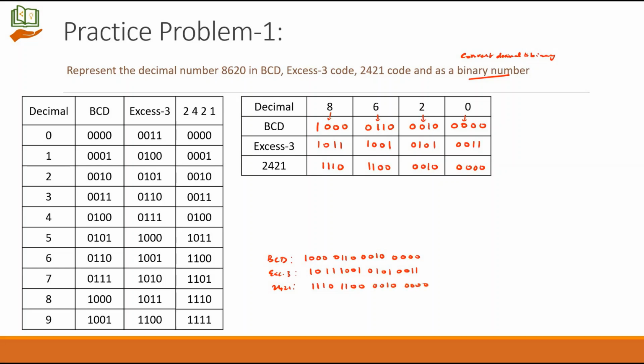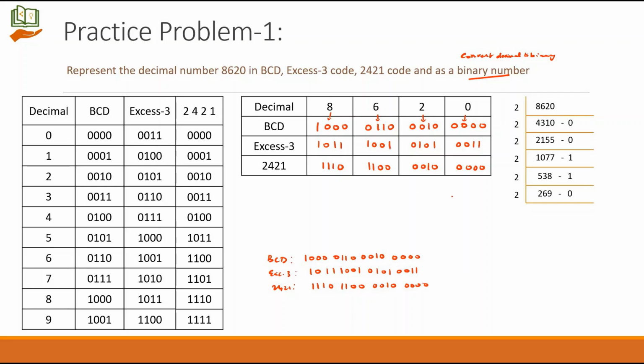How do we convert a decimal number to binary number? The only way is to divide it by 2. 8620 when divided by 2, the quotient is 4310 and the remainder is 0. When 4310 is divided by 2, the quotient is 2155 and the remainder is 0. 2155 divided by 2 gives 1077 as quotient and 1 as remainder. 1077 by 2 gives 538 as quotient and 1 as remainder. 538 divided by 2 gives 269 as quotient and remainder 0.